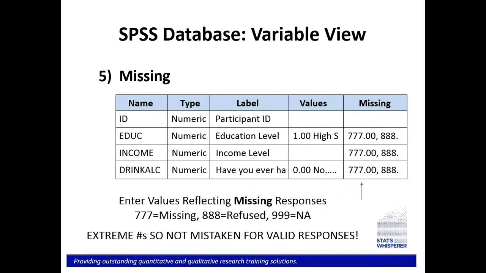Now missing items, that's what's put into the fifth column. That's where we put our 777, 888, and 999. When we put those in the column, SPSS now knows to treat those numbers as the missing responses, and it will not include those in some of the tallies of percentages, because SPSS will know to treat these numbers differently because they're not valid responses, they're missing responses.